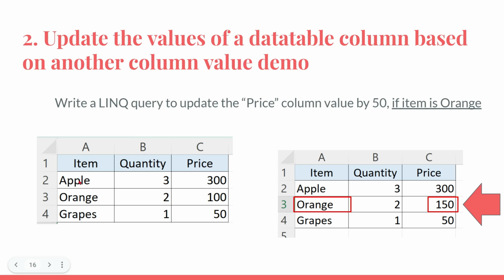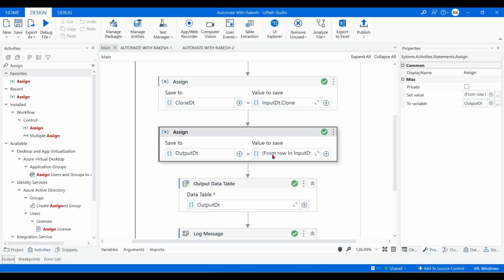If it is not orange, for example apple, the price should remain the same. If it is grape, anything other than orange, the price should remain the same. So this is called a conditional update of a column. So how do you write a LINQ query? Let's see that. To achieve this, we have to make certain changes to the query that we have written previously.